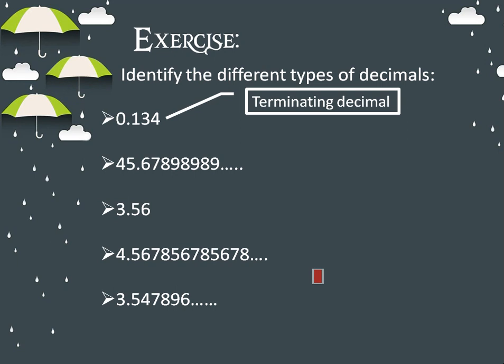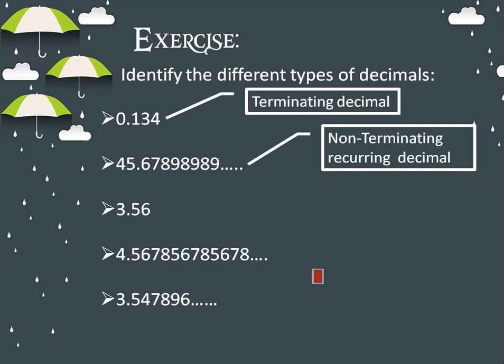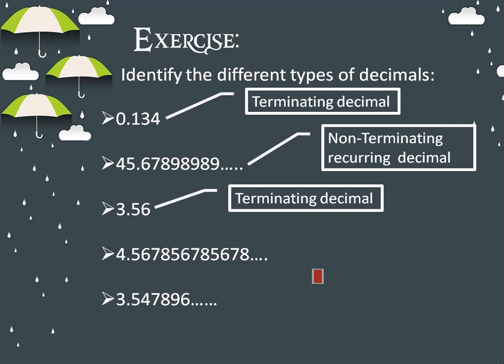Again, we are getting an infinite number of digits in the decimal part. So this is non-terminating, but is it recurring or non-recurring? We can see that a block of digits 8989 is repeating itself again and again, so this is a recurring decimal. The next example, 3.56, has two digits in the decimal part which are finite, the division is ending, so this is a terminating decimal.